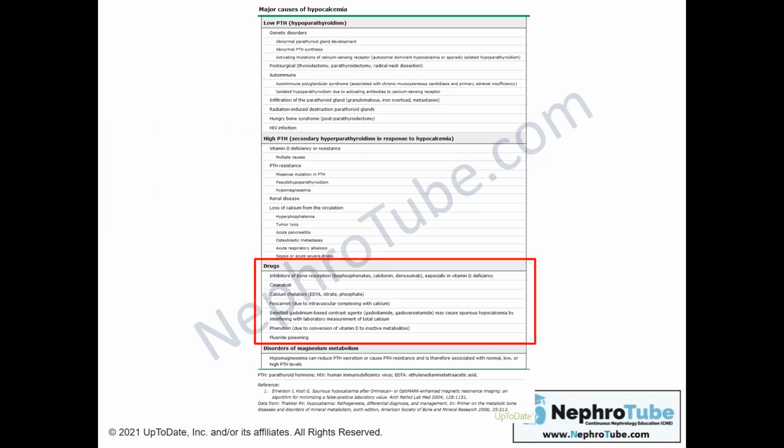First of all, as we always mention in all electrolyte disturbances, we have to exclude drugs that may cause hypocalcemia. Most of these drugs we use as adult nephrologists. For example, cinacalcet, which we use in the management of tertiary hyperparathyroidism in chronic kidney disease patients. Other drugs that may cause hypocalcemia include bisphosphonates, denosumab, calcium chelators, and so on.